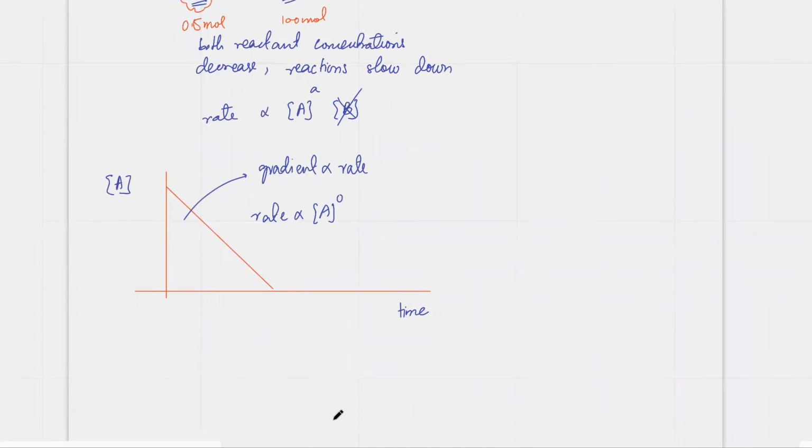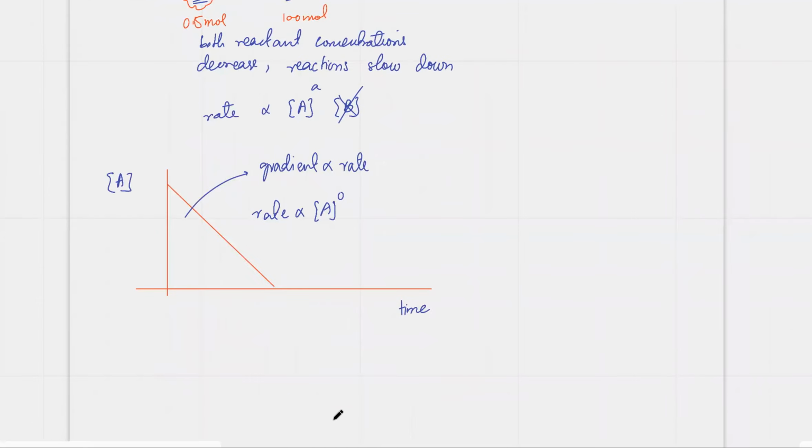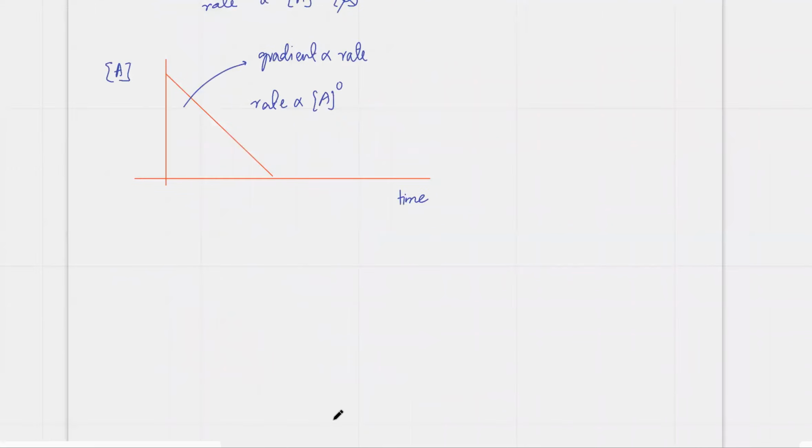Now the second graph. What if rate is dependent on A's concentration? In that case, if rate is dependent on A's concentration, then that means the reaction with respect to time should slow down. So what I'm going to do is make some lines first, and I'm going to explain those lines later on.